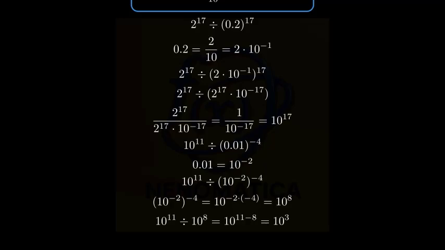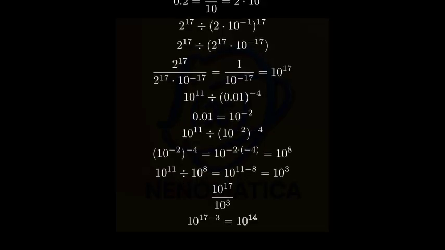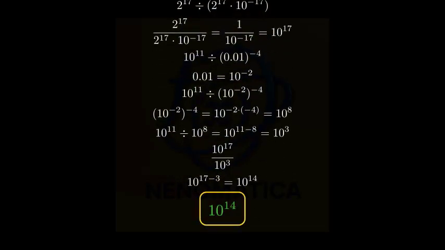Now we can combine our simplified numerator and denominator. We have 10 to the 17th power divided by 10 to the 3rd power. Using the exponent division rule, this equals 10 to the 17th minus 3rd power, which gives us 10 to the 14th power, or 10 with 14 zeros following it.